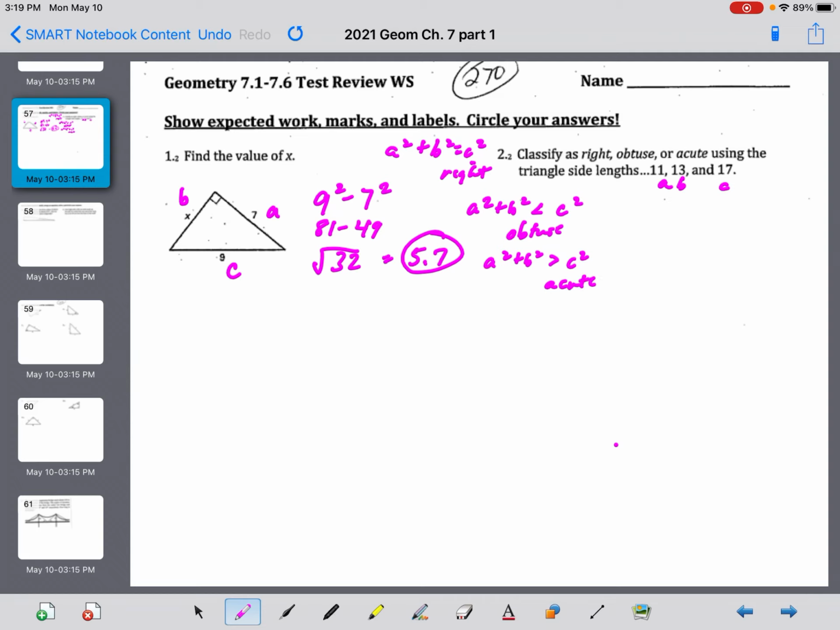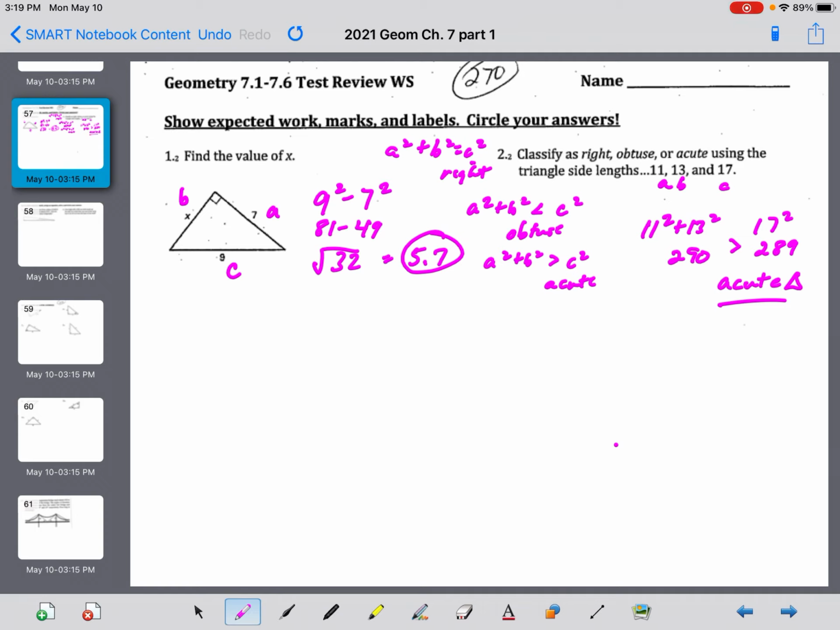So what do we got going here? We're going to have to do 11 squared plus 13 squared and test that against 17 squared. Well, the numbers play out like this. You get 290 over here, and you get 289 over here. And 290 is greater than 289, so you have yourself an acute triangle.